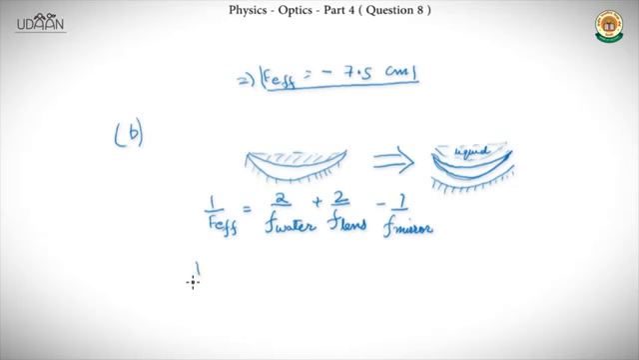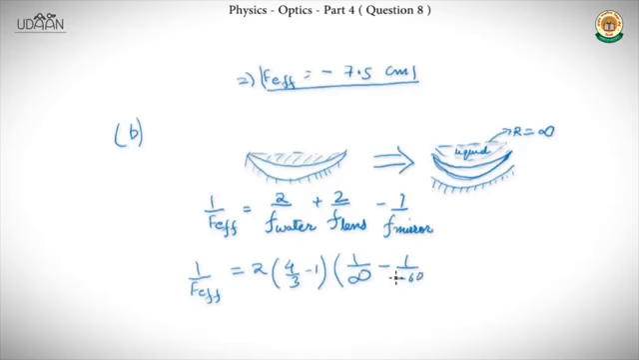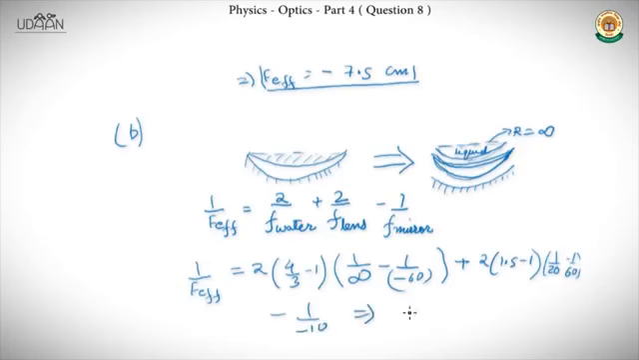So basically 1 by f effective will now be equal to twice of 4 by 3 minus 1 into 1 by infinity, because this is a flat surface, minus 1 by minus 60, as the curvature of this is equal to the curvature of this, plus 2 times 1.5 minus 1 into 1 by 20 minus 1 by 60, minus 4 times 1 by minus 10, which gives focal length effective as minus 90 by 30 centimeter.